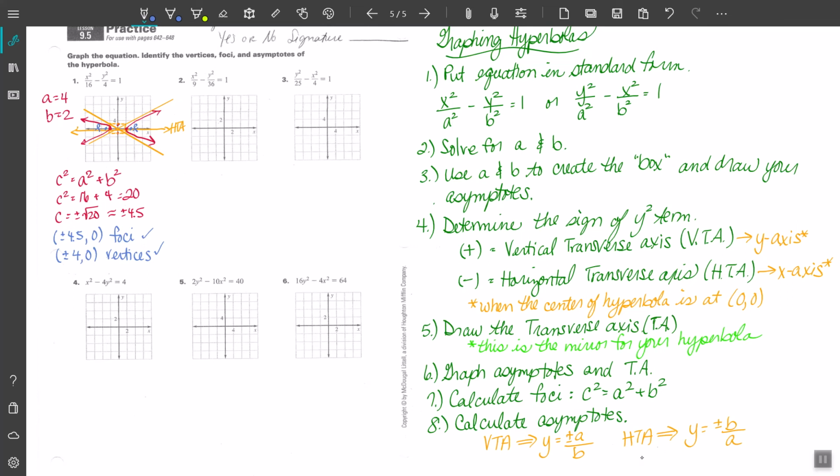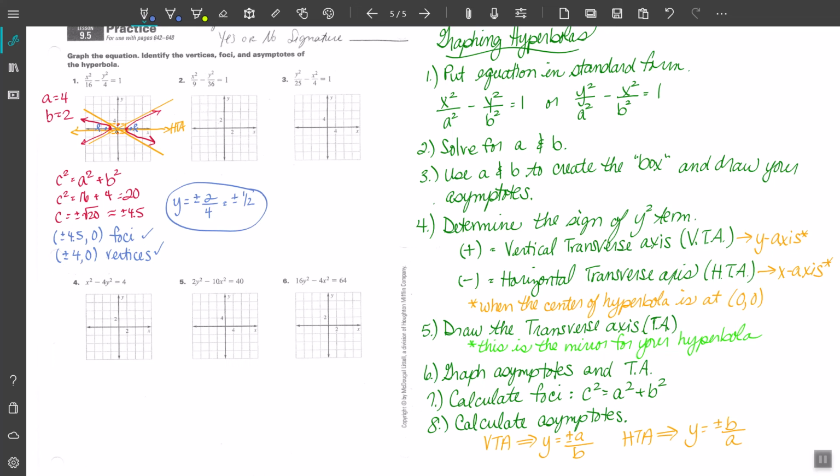If you have a horizontal transverse axis like we do, then the equation for those asymptotes, so we're talking about an equation for these two lines here, is going to be plus or minus the b coordinate, which here is 2, over the a, which is 4. And then, of course, reduced would give you asymptotes at plus or minus 1/2. So these are your asymptotes.